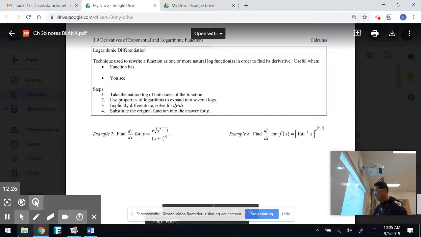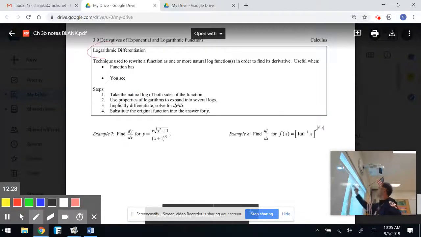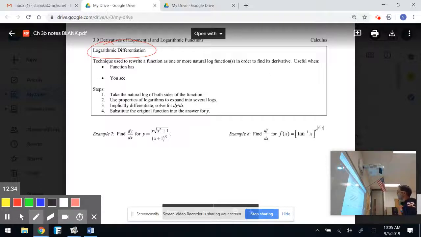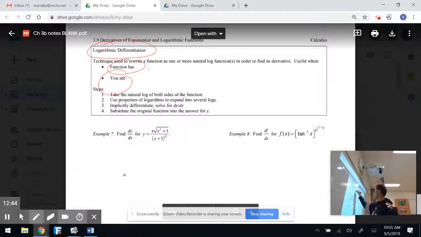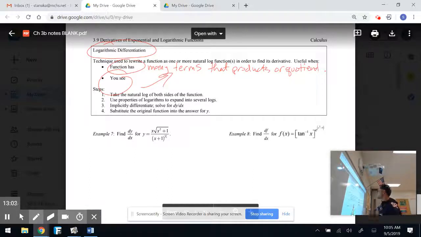Logarithmic differentiation. Oh my gosh, so fun right now. Okay, it's a technique used to rewrite a function as one or more natural log functions in order to find its derivative. When do we want to use this? Let me have you fill in some notes right now. When the function has many terms that are products or quotients. So when you see products or quotients and some logs, you want to do that. And that kind of fits in for both of those guys.